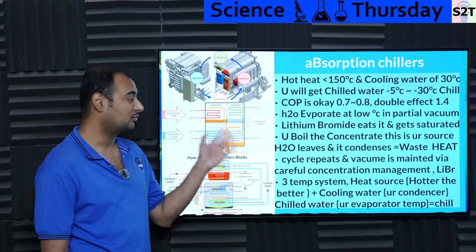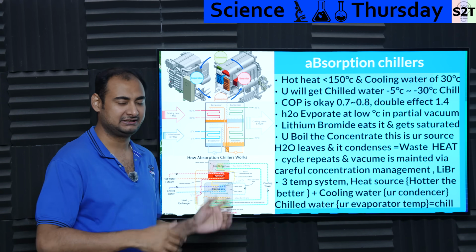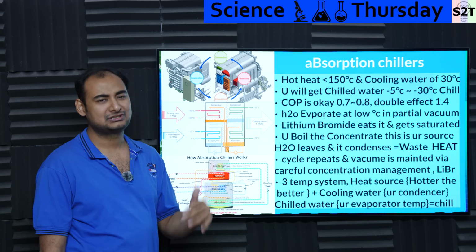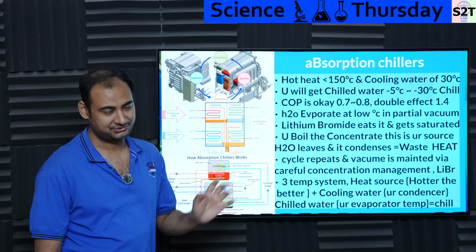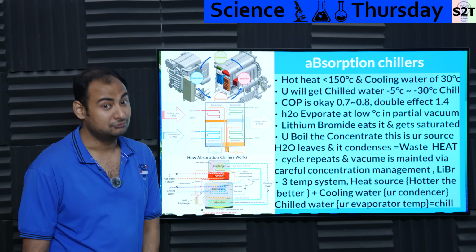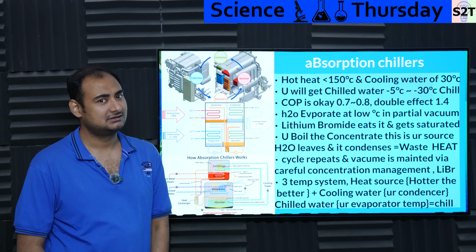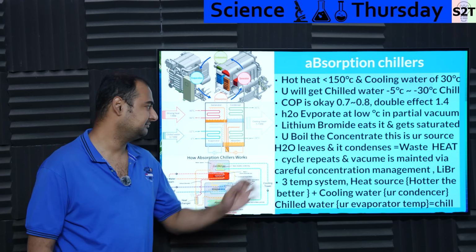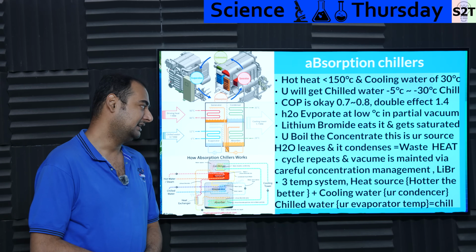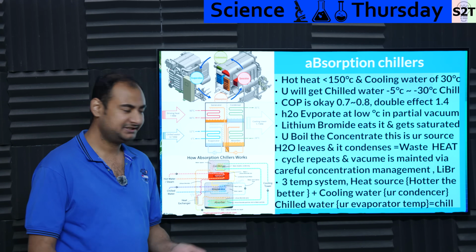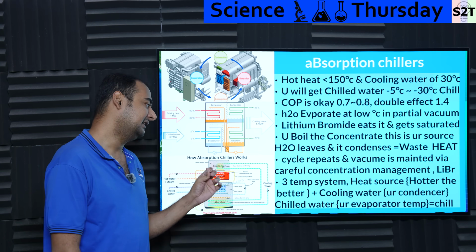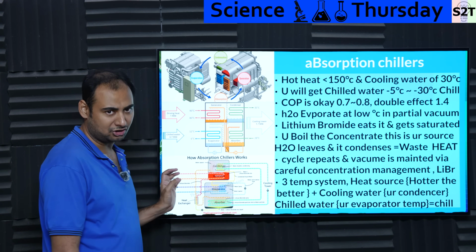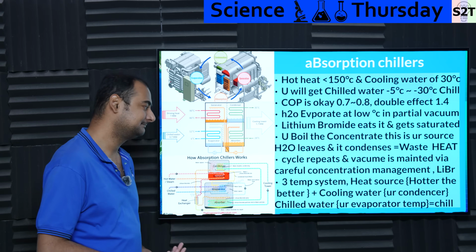Now be mindful, I'm talking about water and lithium bromide because that's the most likely. If you randomly pick up a phone, Amazon, yo my man, I need this, most likely they're gonna give you a lithium bromide and water solution. There are water and ammonia solutions also. There are some other specialty ones, but most of them are very rare. 99% of the time you're gonna buy a lithium bromide system, and the cycle repeats, vacuum is maintained, and you end up with three systems. You have the cooling tower system, you have the hot source, and then you have chilled water.